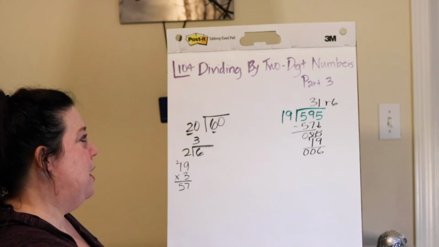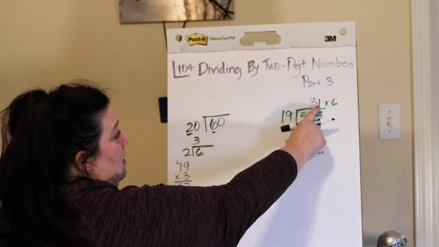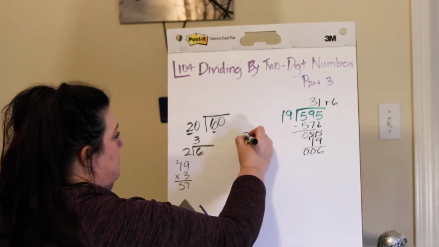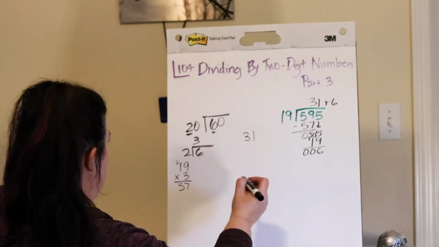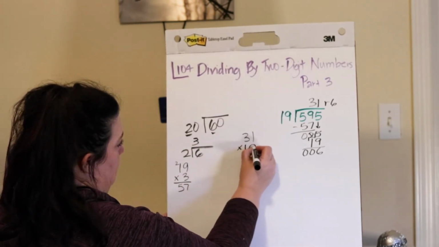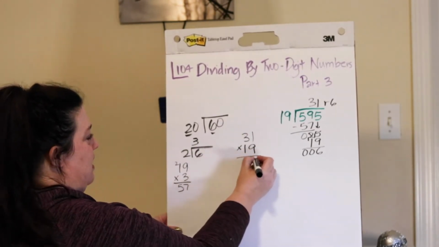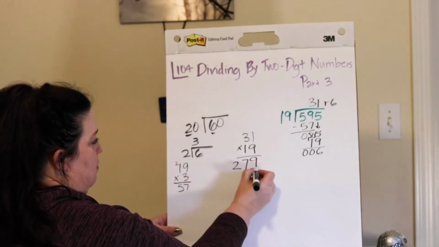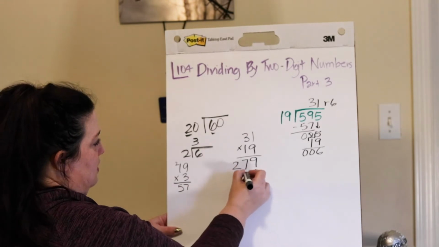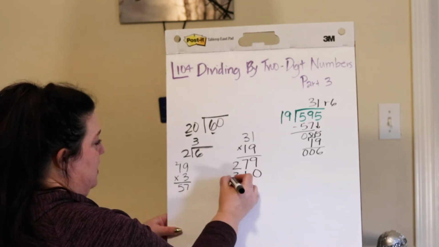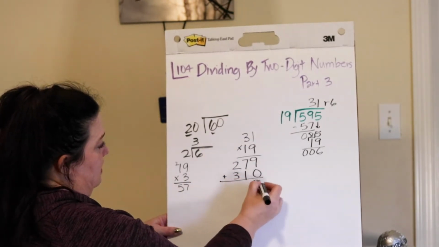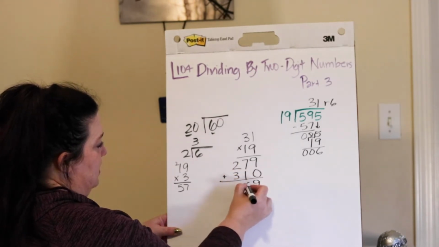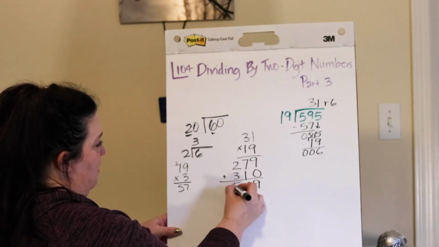And we can check that out by multiplying 31 times 19. One times 9 is 9. 9 times 3 is 27. Put our bubble. 1 times 1, 1. 1 times 3 is 3. Now we add. 9 plus 0 is 9. 7 plus 1 is 8. 2 plus 3 is 5.